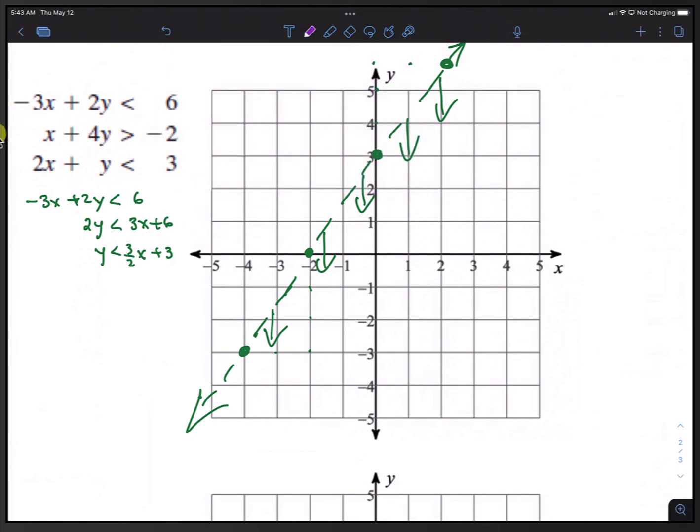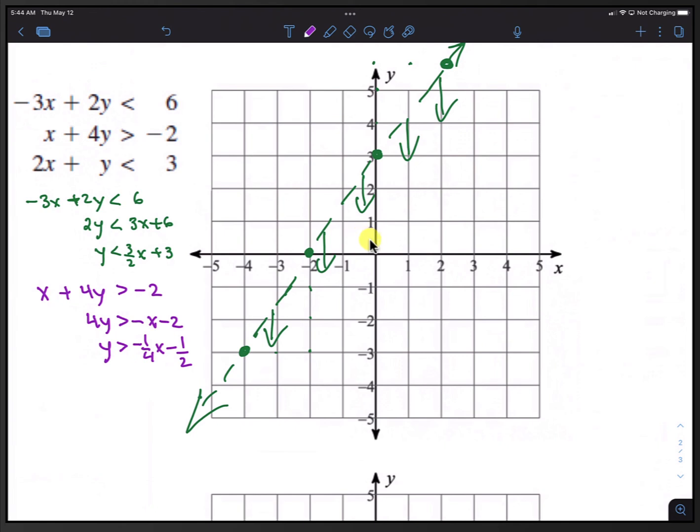We'll use a different color here. So the next equation is x plus 4y is greater than negative 2. All right, want to get the y by itself, so we'll move the x over. So 4y is greater than negative x minus 2. Now let's divide everything by 4. So y is going to be greater than negative 1/4 times x minus 2 over 4, which would reduce to negative 1/2.